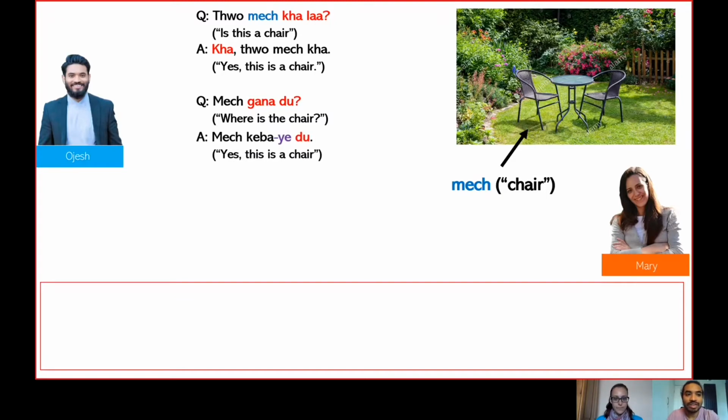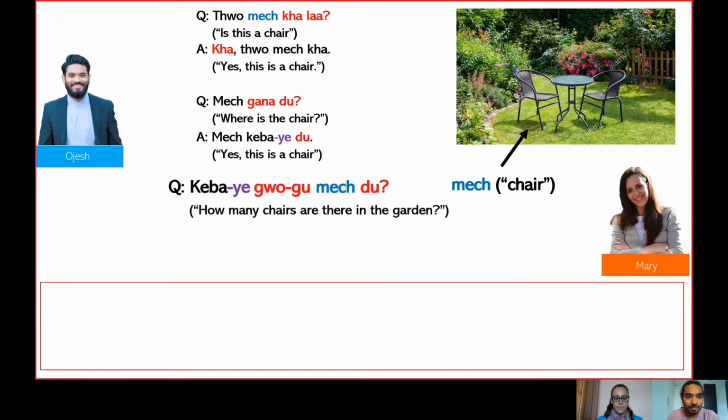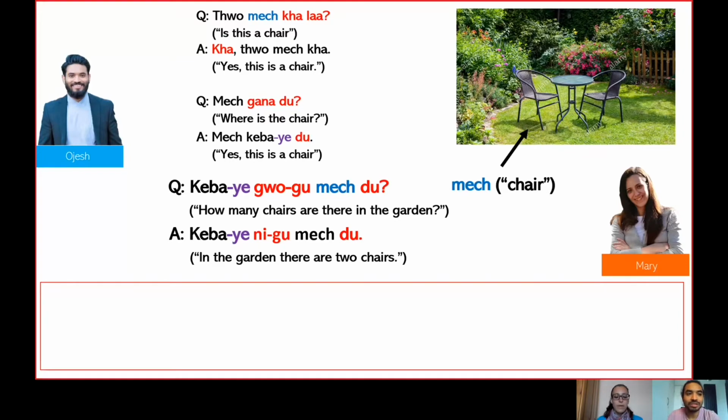Well done, Mary. Now suppose that I want to ask you, how many chairs are there in the garden? In this case, I can ask, Kebe gogu mech do? Please repeat. Kebae, gogu mechtu. And in this case, the answer would be, Kebe nigu mech do? There are 2 chairs in the garden. Please repeat. Kebae, nigu mechtu.